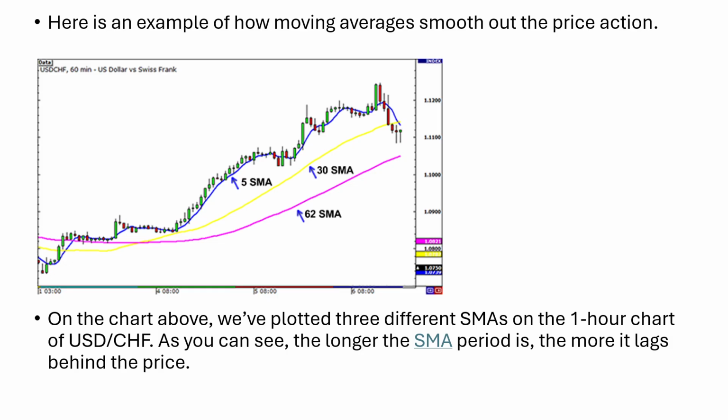Here's an example of how moving averages smooth out the price action. On the chart above, we plotted 3 different SMAs on the 1-hour chart of USD CHF. As you can see, the longer the SMA period is, the more it lags behind the price.